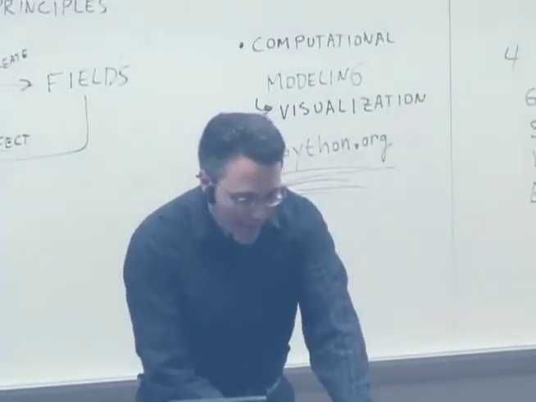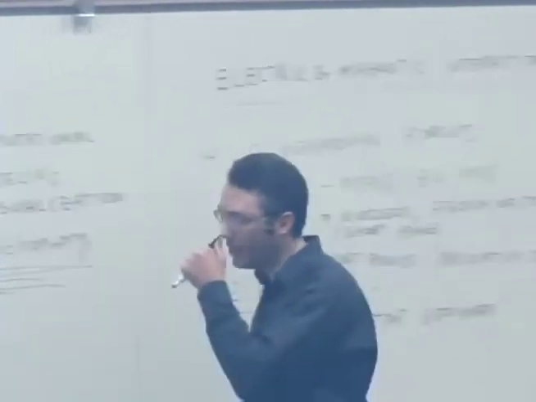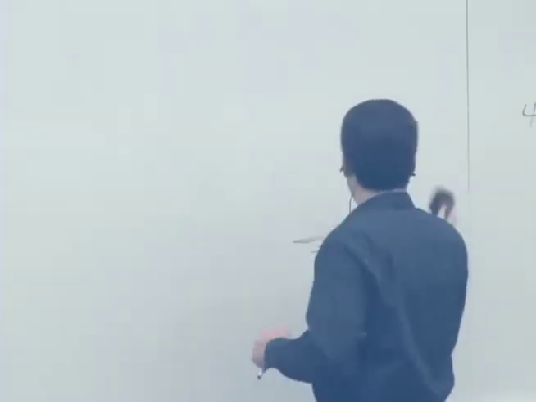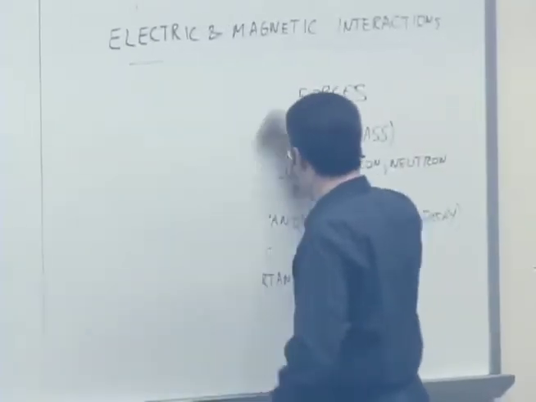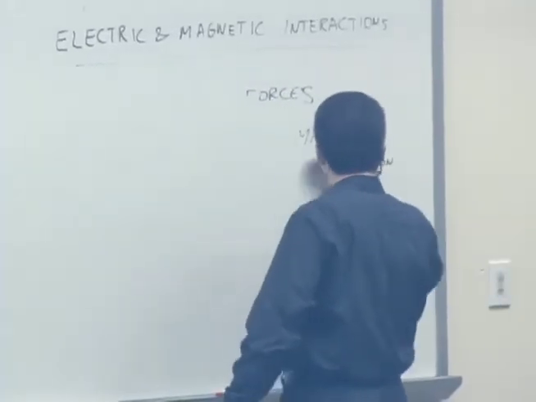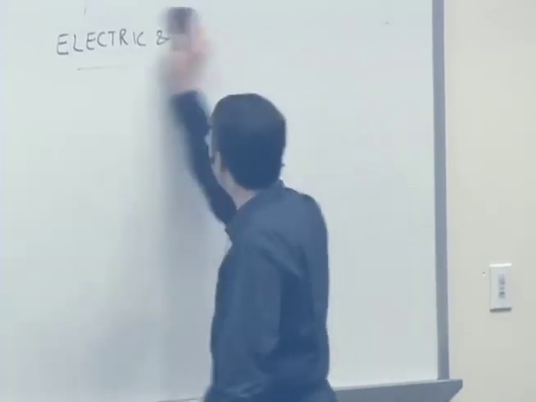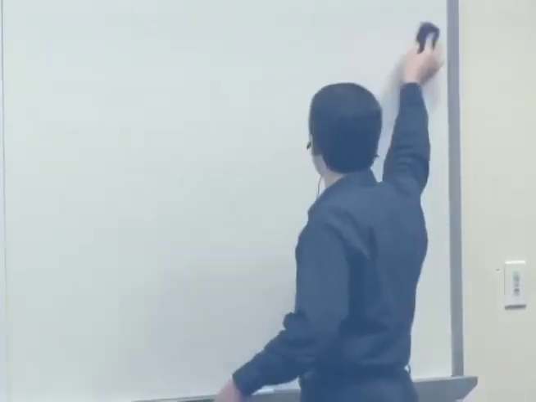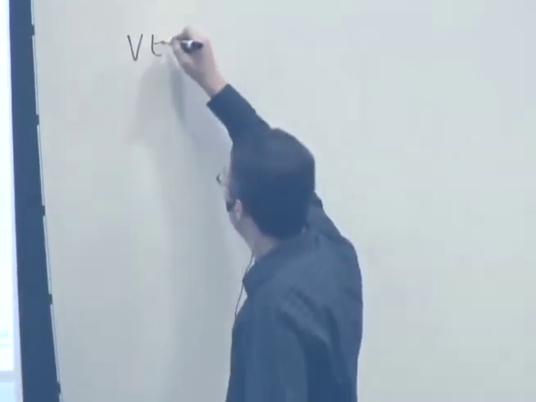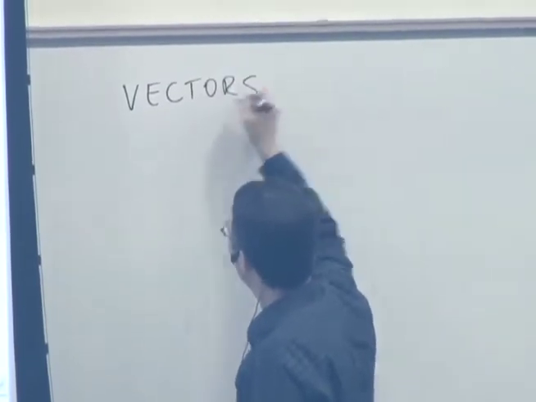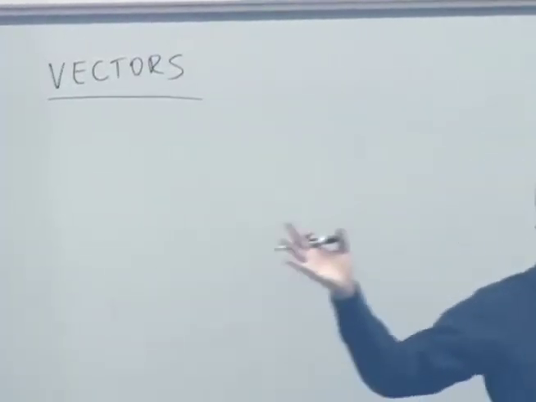So for the rest of today, what I'm going to do is just basically a whirlwind review of a mathematical concept we're going to be using over and over again, because we use it to describe phenomena in 3 dimensions, and electric and magnetic interactions are inherently 3-dimensional. And that is vectors, okay? We've all seen a vector before, yes?